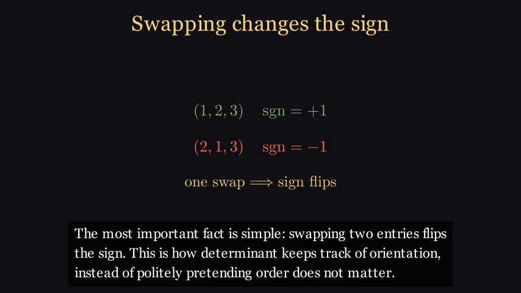The most important fact is simple. Swapping 2 entries flips the sign. This is how determinant keeps track of orientation, instead of politely pretending order does not matter.